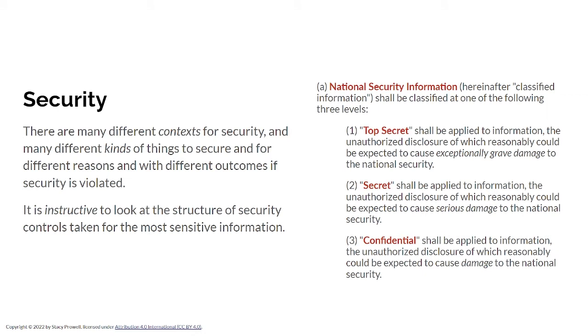So back to security. There are many different contexts for security, and there are many different kinds of things to secure. For different reasons and with different outcomes, we choose to secure them. There are different outcomes if security is violated. We may want to protect the recipe for Kentucky Fried Chicken. If someone gets that recipe, maybe we lose a competitive advantage. Or today, maybe not. Who knows? If someone steals classified nuclear secrets, that's much more severe.